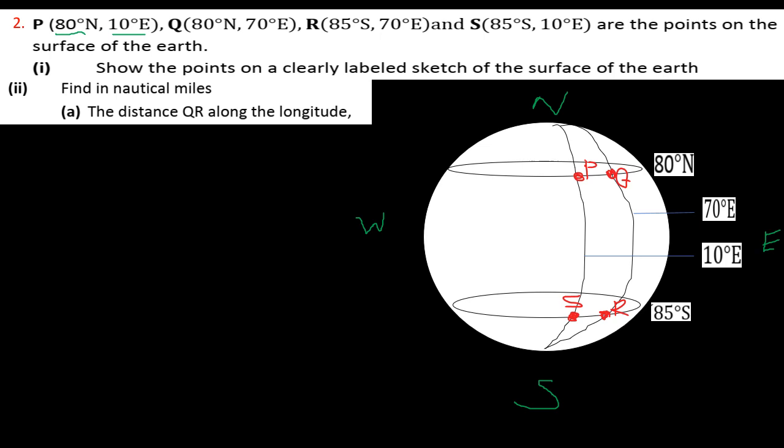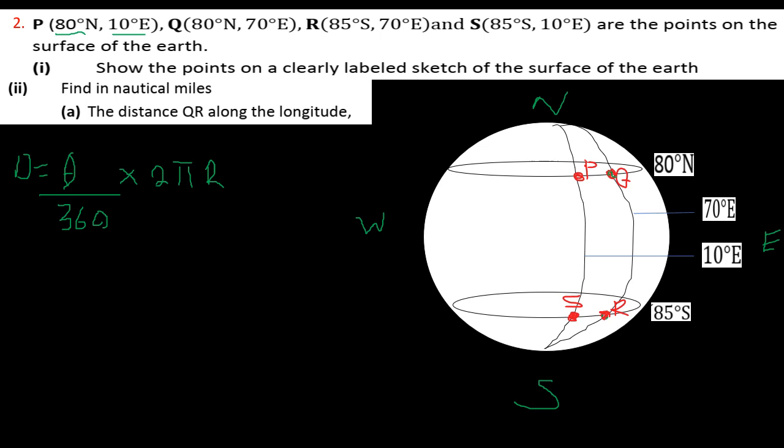So the next question simply tells us to calculate the distance QR along the longitude. So as you can see, we have point Q here and point R here, and they are along longitude 70. So they want us to calculate the distance. So remember, distance along longitude, we say distance is equal to theta, which is the difference, divided by 360 multiplied by 2 pi r. You don't add cos here in this case, since it is a great circle.